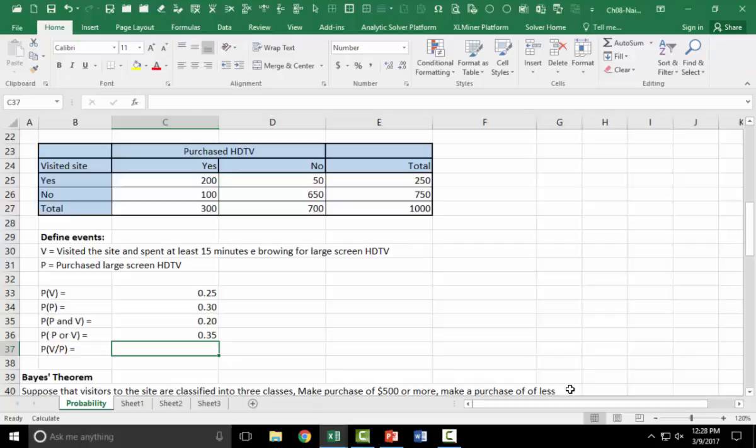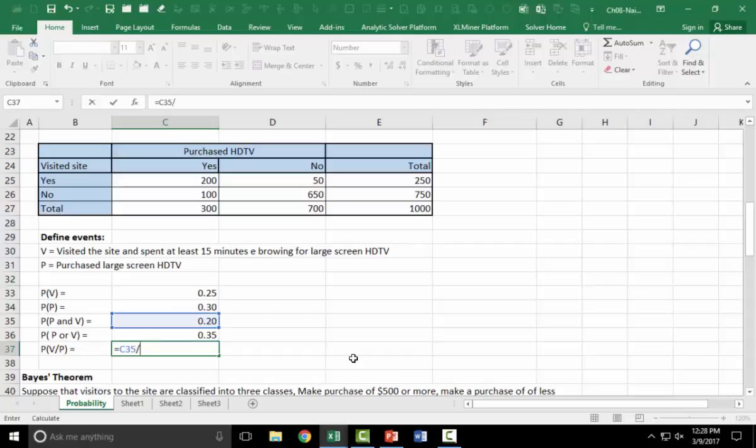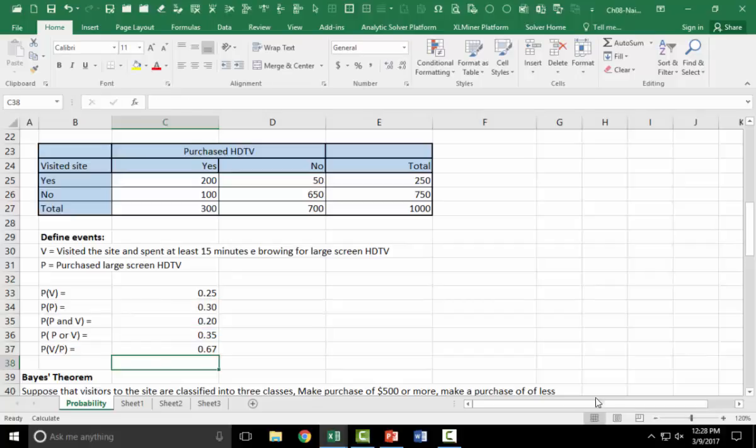Now conditional probability is V given P. Given that the customer purchased an HDTV, what is the probability that the customer spent at least 15 minutes browsing? So here this will be the intersection of P and V, which is that, divided by the probability of P. So that will give you the conditional probability.